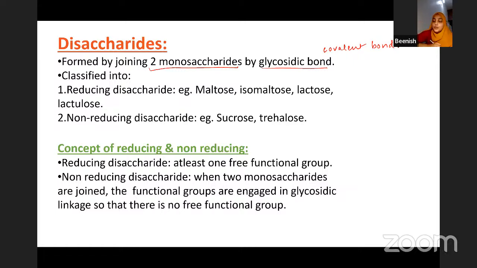Now, when two monosaccharide units are joined together via a glycosidic bond, that is the bond which joins two monosaccharides, known as a glycosidic bond. What is formed? A disaccharide is formed.